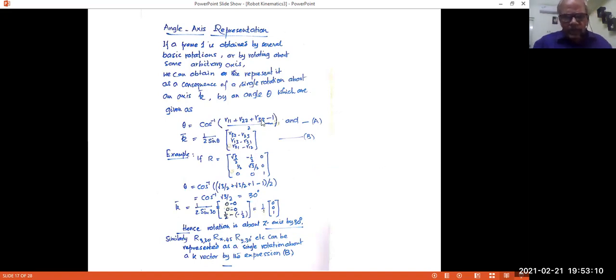Then a couple of representations. The angle axis representation, for example, is one of them. That is, you are given one rotation matrix. You have a base frame, and then you are given a rotation matrix representing the rotation of a frame with reference to the base frame.